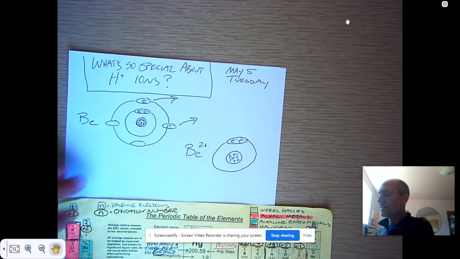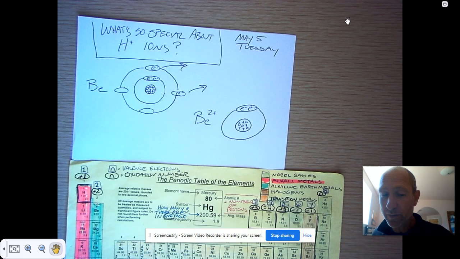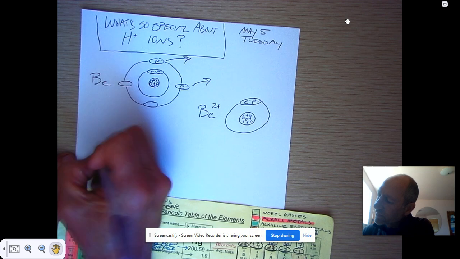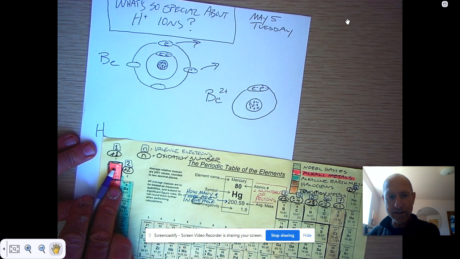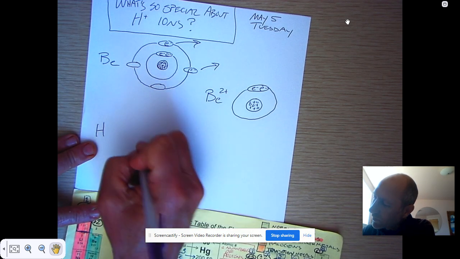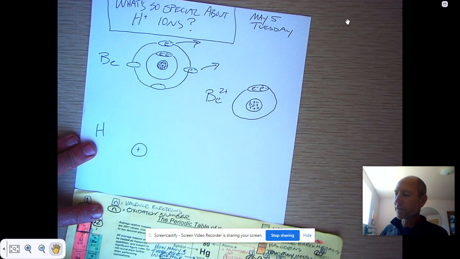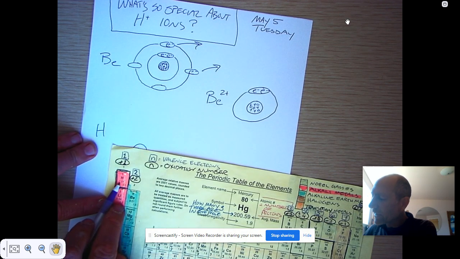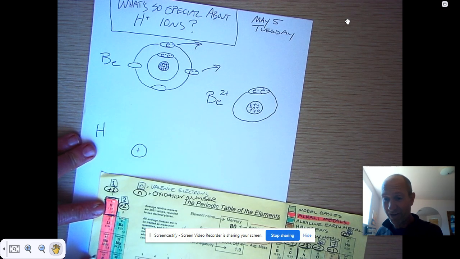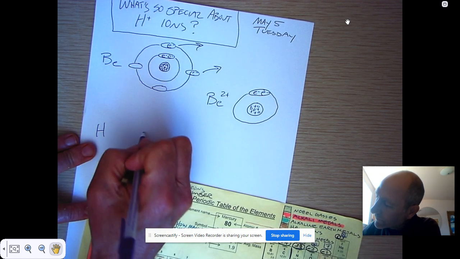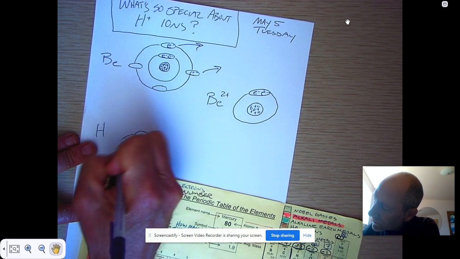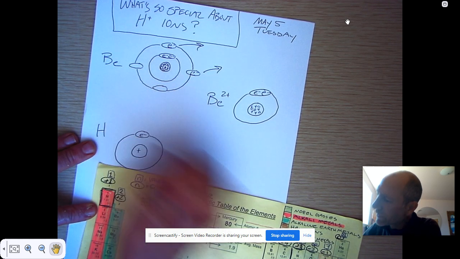Big deal. I had to show that to you to make you understand what's so special about hydrogen ions. Let's start with a neutral hydrogen atom. How many protons does it have in it? That's right, it's got 1 proton. How many neutrons does it have? Well, it has 1 total thing in its nucleus, 1 of which is a proton. So it doesn't have any neutrons, actually. You can have an atom without neutrons. That's okay. And then how many electrons does it have? It's just got 1. So we could draw that electron right there.